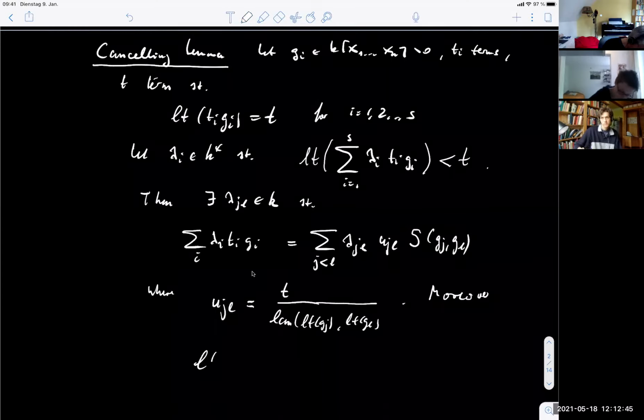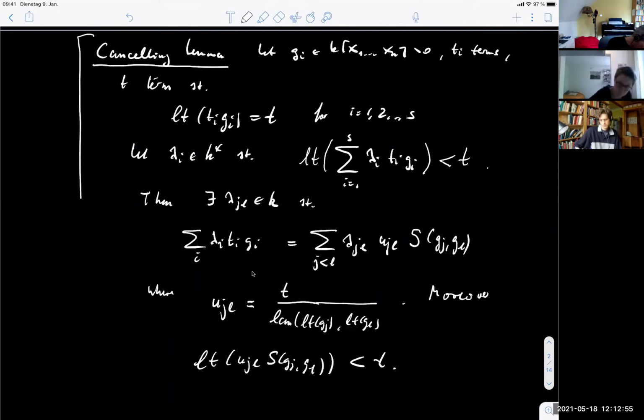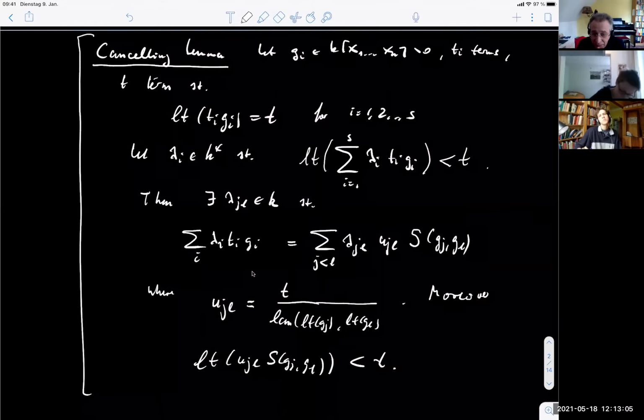Leading term of this product less than T. So this is the canceling lemma. In a way, you have this sum lambda I T I G I. So it is already a situation where they all have the same leading term, but it cancels.